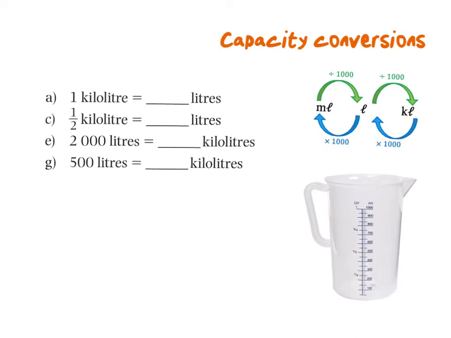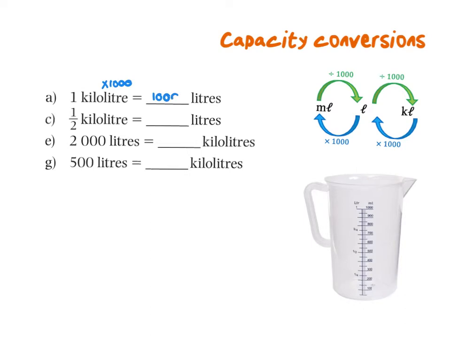You might also see on some measuring jugs that you might have in the kitchen that they show 1 liter is 1,000 ml and half a liter is 500 ml. So if you're a keen baker, you might be very familiar with these measurements. So let's try them out here. If I need to go from kiloliters to liters, it means I go from a bigger unit of measure to a smaller unit of measure. Therefore, I need to multiply by 1,000.